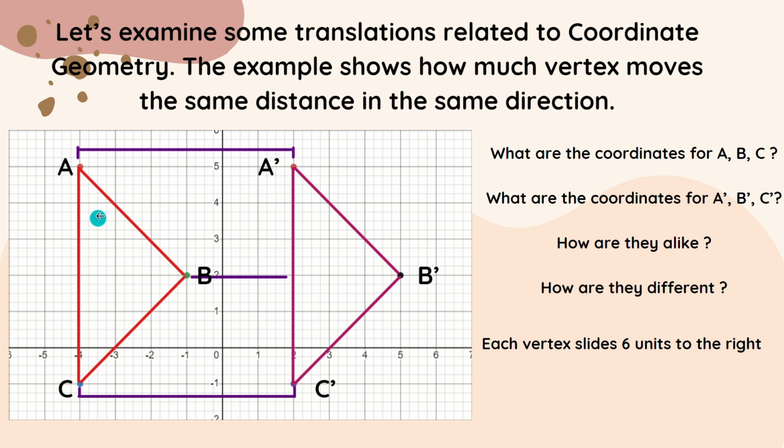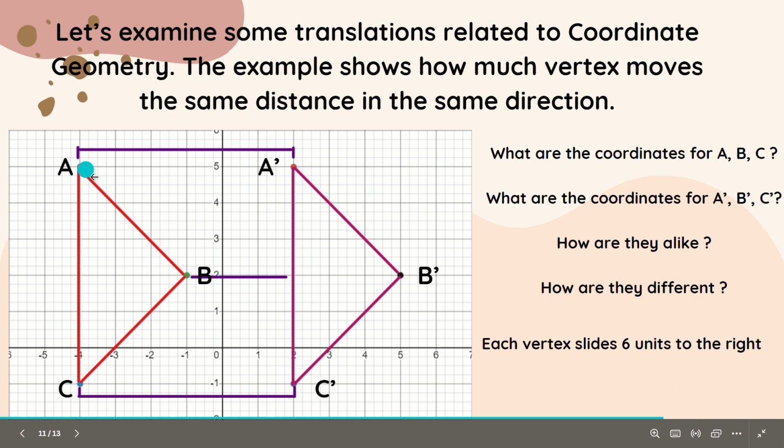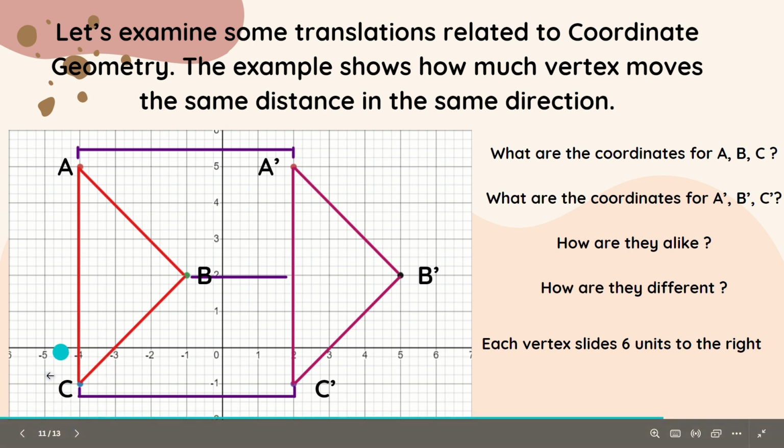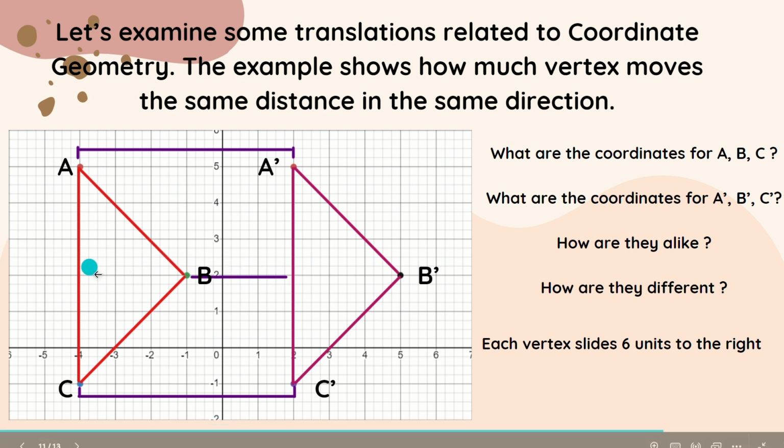Okay, so let's start with the letter A. Sabi dito, 6 units. So, pwede nating bilangin here. 1, 2, 3, 4, 5, and 6. Tama? 6 units to the right. Next, we have the letter C. 1, 2, 3, 4, 5, and 6. So, na-confirm natin na yung each vertex, they slide 6 units to the right. Tama naman ang direction natin.